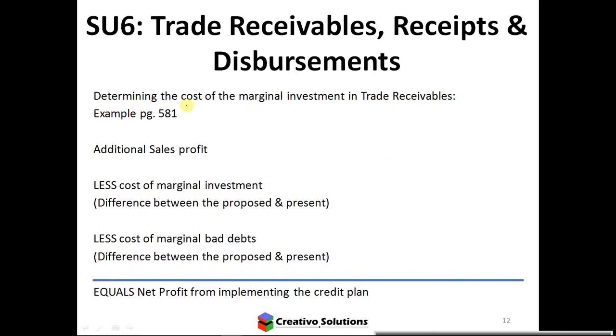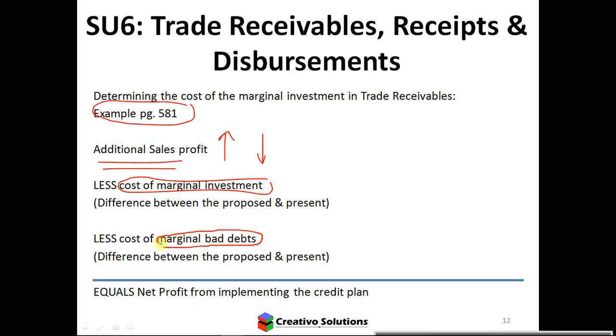Alright, just to continue with the calculation from page 581, there's also a note here about sales. So are the sales going to go up or are the sales going to go down, depending on what you do to your policy? Are we going to make it easier or more difficult to take out credit? Remember, if credit is more readily available, your sales will definitely go up. But your cost of marginal investment, i.e. what you're going to have to invest in stock and operations to generate more sales, will be taken off against that sale. So we're looking at the net amount. And if bad debts were to go up, we would also subtract that, the cost of marginal bad debts. Marginal, remember, refers to the next.